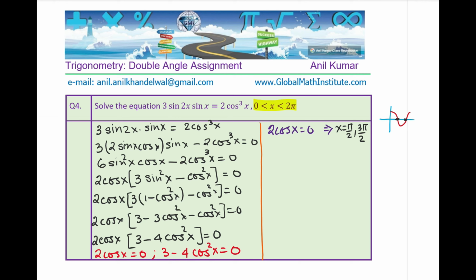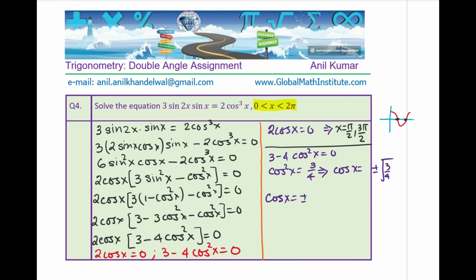Now the other solution we will get from the second equation, which is 3 minus 4 cos square x equals 0. So that gives us cos square x equals 3 over 4, and that is cos x is plus minus square root of 3 over 4. Now, we have 4 solutions here. So we have cos x equals plus minus square root of 3 over 2, right? So this means that we have 4 solutions.